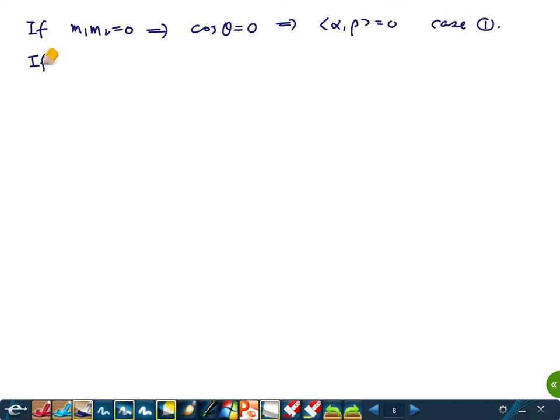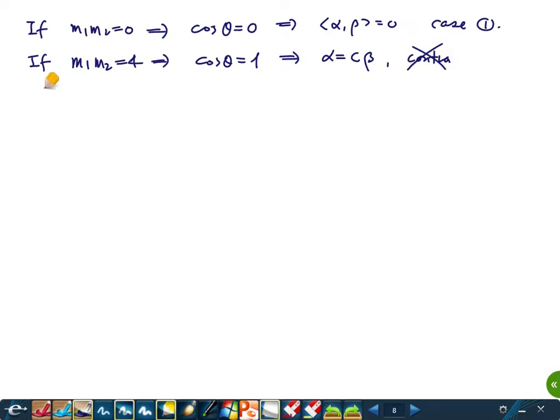If m1 m2 equals 0, what does that mean? That means cosine theta equals 0. Actually, we don't have to consider it. It's 0, so case 1. Let's consider 4 first. If m1 m2 equals 4, then cosine squared theta equals 1. What does that mean? Then the angle between them is 0 or pi. So in this case, alpha must be a constant multiple of beta. This is a contradiction, so it doesn't happen.